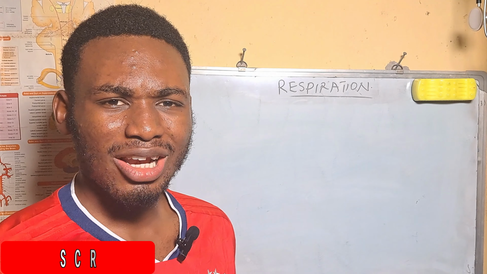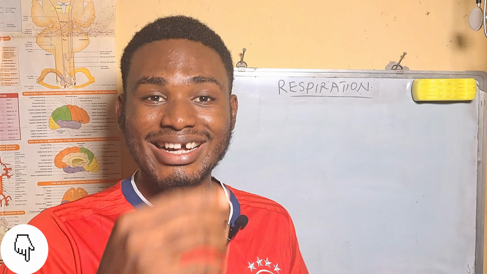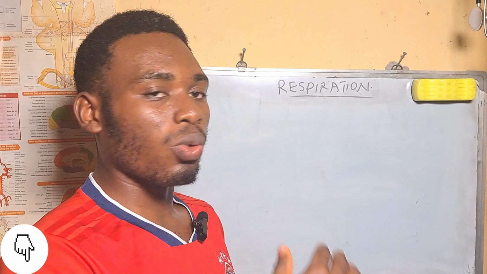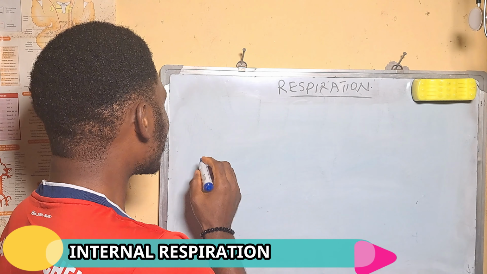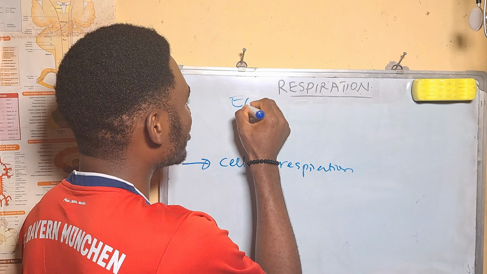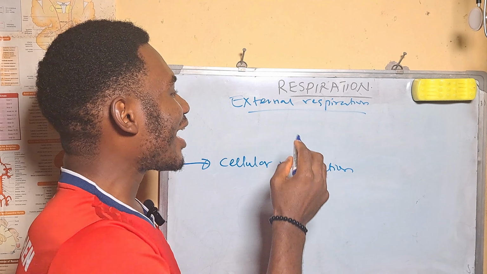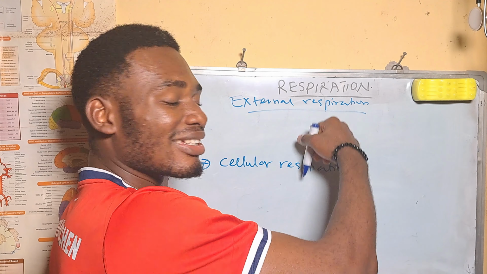Today in our biology series, we're talking about respiration. Or basically, we're talking more about internal respiration, which is also called cellular respiration. Check the link in this video to see the video on external respiration, which you have to watch before you can actually understand internal respiration. Before the cell can have oxygen for oxidation, external respiration has to take place because this is the actual medium that transfers this oxygen inside the cell.